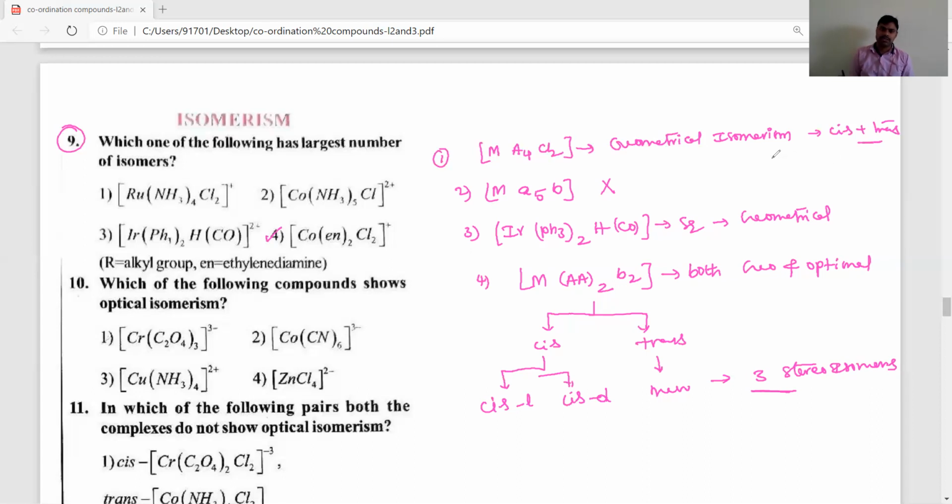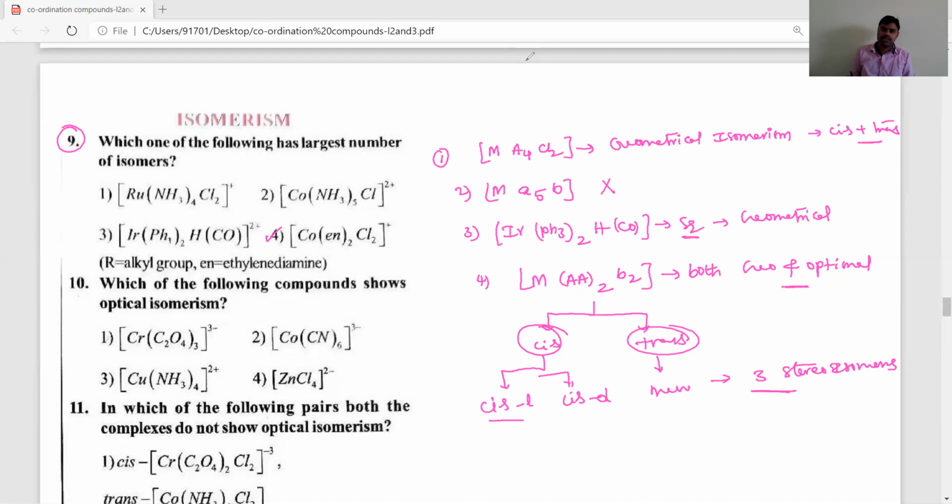The second compound does not show any geometrical or optical isomerism. The third one shows only geometrical isomerism, cis and trans. The fourth one shows geometrical as well as optical isomerism. Now the cis geometrical isomer is optically active, and trans is optically inactive due to the presence of a plane of symmetry. The cis isomer shows D and L isomers. Total number of stereoisomers is 3. So the largest number of isomers is present for the fourth option.